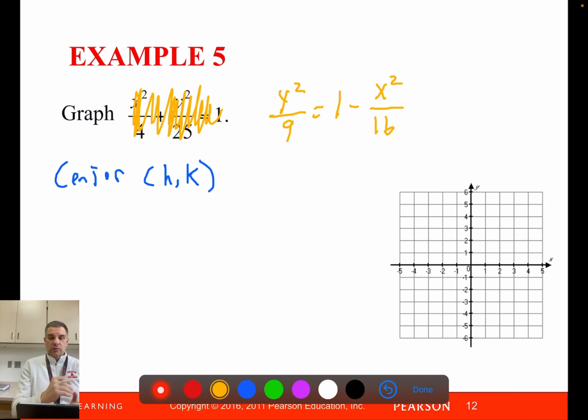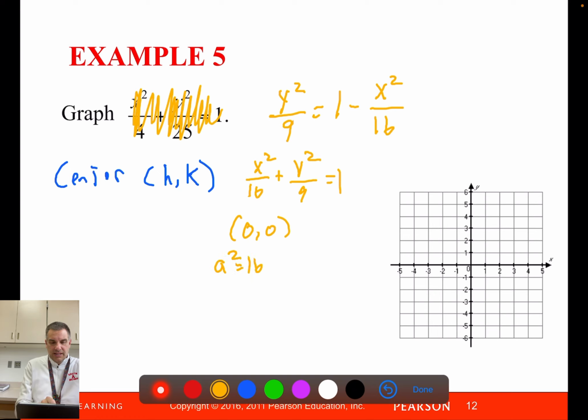So I'm going to move the x squared over 16 to the other side by adding it. So that gives me x squared over 16 plus y squared over 9 is equal to 1. Okay, so we're going to go ahead and name our center. Our center, again, is not moving, so our center is just going to be 0, 0.